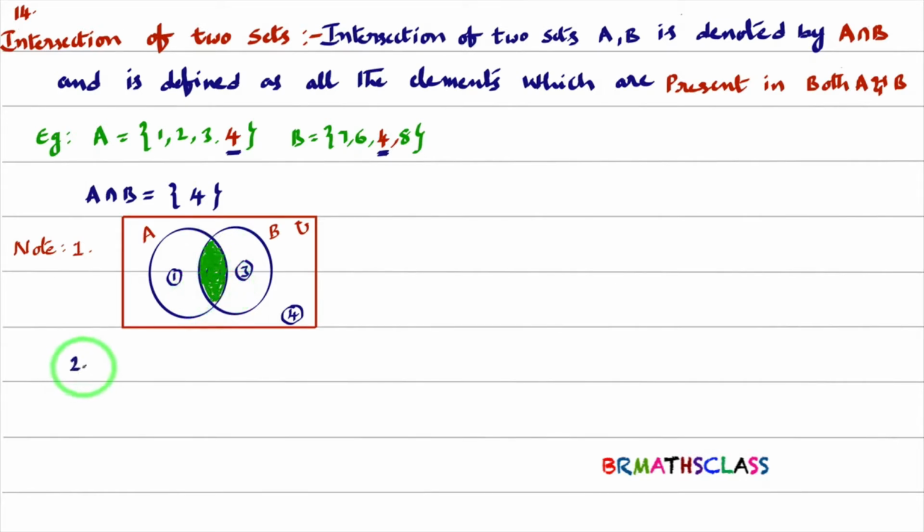Now, second important point: how do we write A intersection B in set builder form?